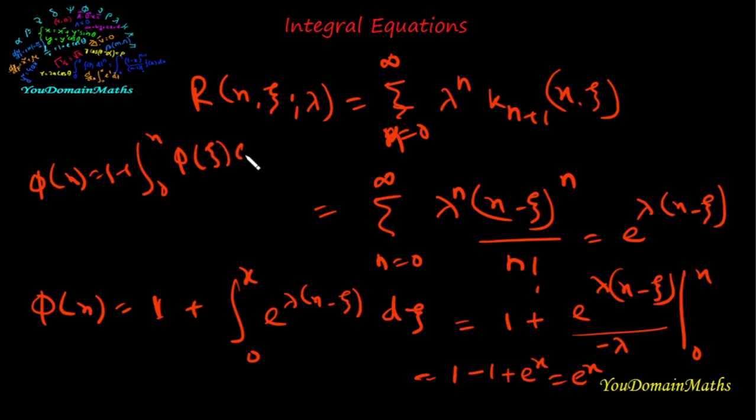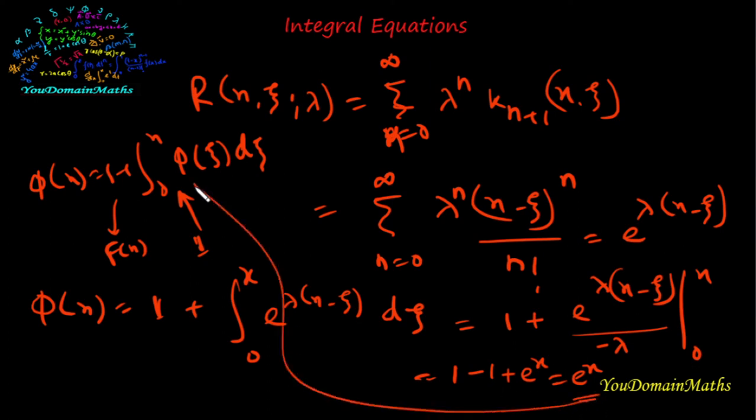Of this integral equation, phi of x, because the kernel is 1 and f of x is 1, the solution is e to the power x.